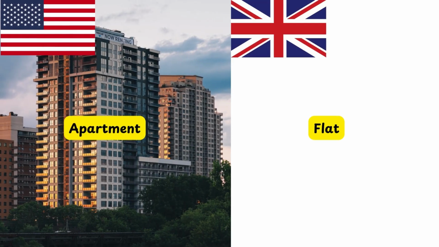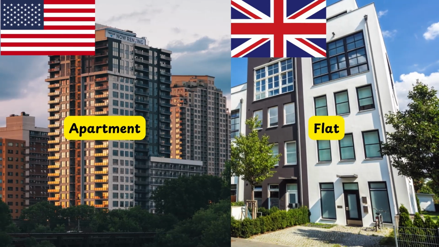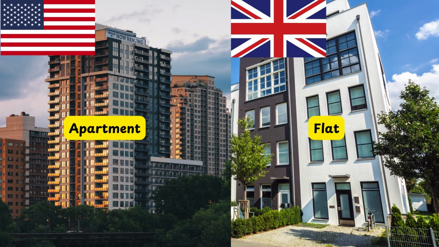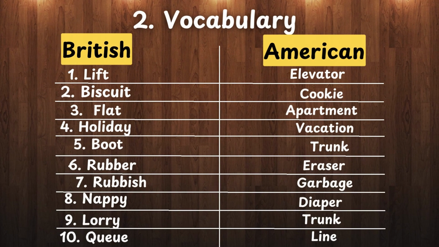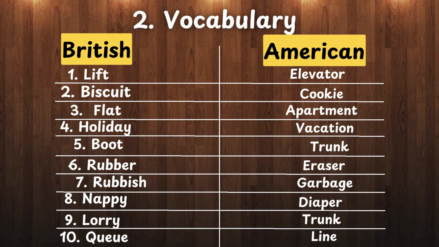Second is the vocabulary difference. Let's check out some vocabulary differences. Here are 10 examples that are different in British and American English. The vocabulary means that if we refer to one thing, in American English we call it by one name, and in British English we call it by another name, but the thing is the same. There is no difference in meaning, but the words are different, like lift or elevator, biscuit, and in American English we say cookie.